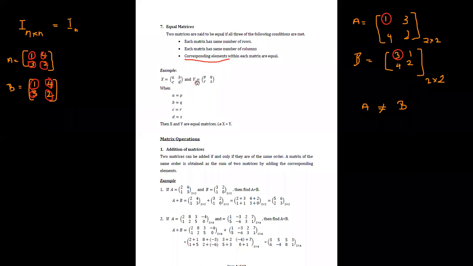If you need X and Y to be equal matrices, then A should be equal to P, B should be equal to Q, C should be equal to R, and D should be equal to S. If these equalities are satisfied, along with the first two conditions, then we can say that X and Y are equal matrices. We represent it using X equals Y. We use the equal notation to show that the matrices are equal to each other.